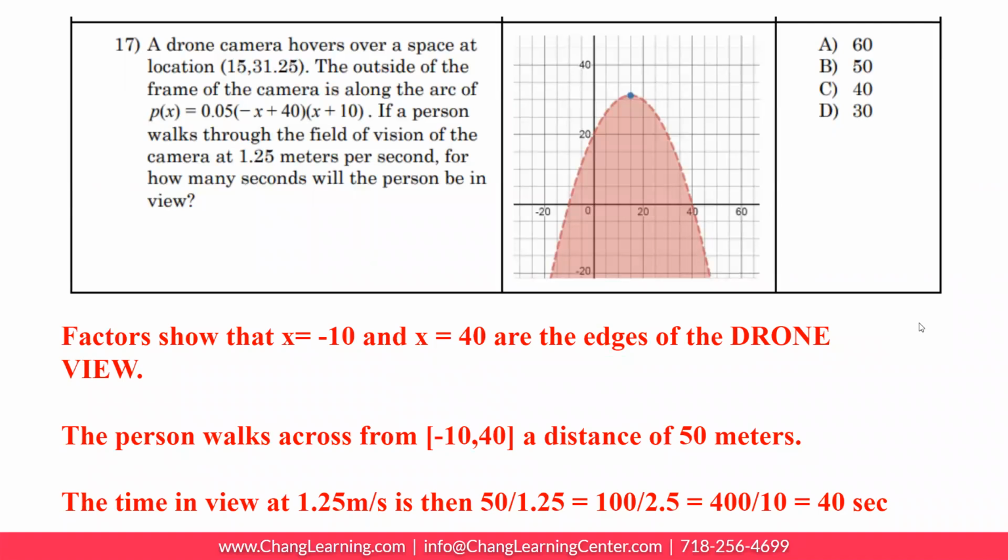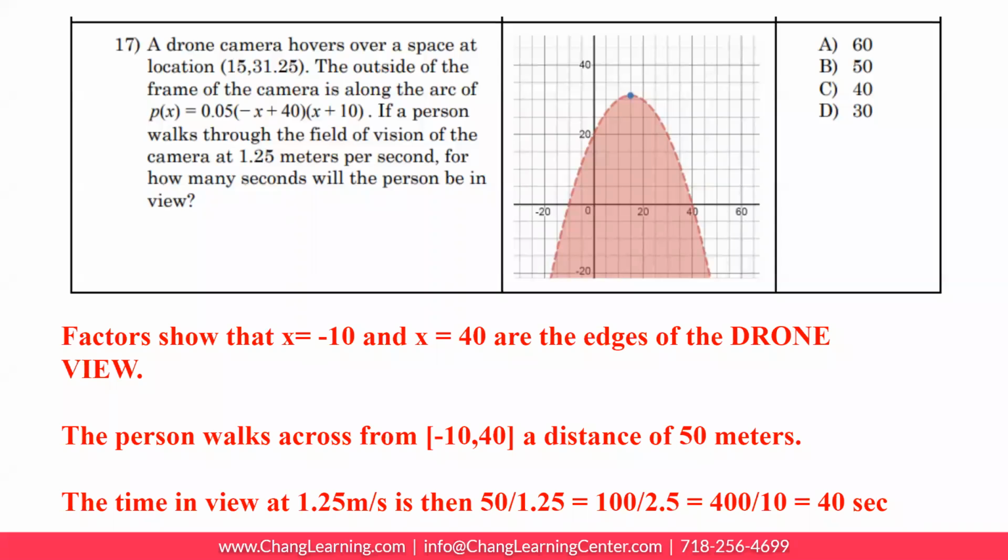This question I wrote for the Chang Learning course, and the idea was a drone hovering above the stage at a school performance, or hanging above the auditorium. The drone hovers in space at location 1531.25. Outside of the frame of the camera is along the arc of the formula P of x equals 0.05 times negative x plus 40 times x plus 10. If a person walks through the field of vision of the camera at 1.25 meters per second, for how many seconds will the person be in view?